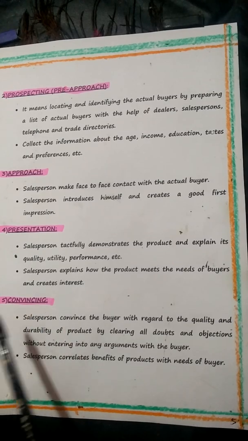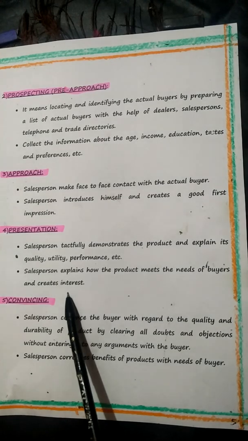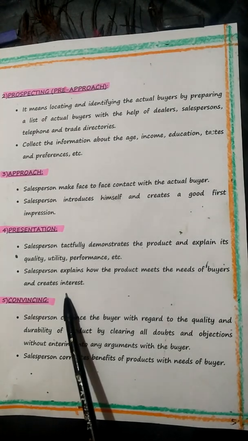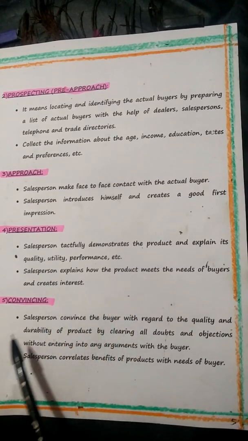The next one is convincing. See, one more point you can add, children. Business presentation is a full sales presentation. We call it a full sales presentation. People use webinars, seminars, etc. Convincing.